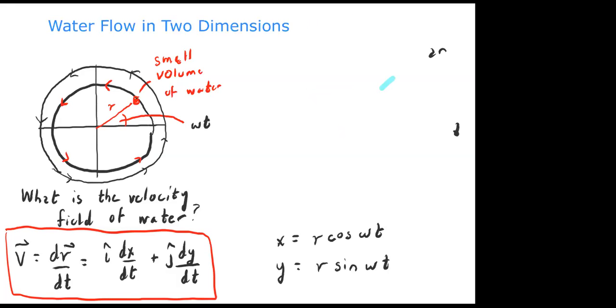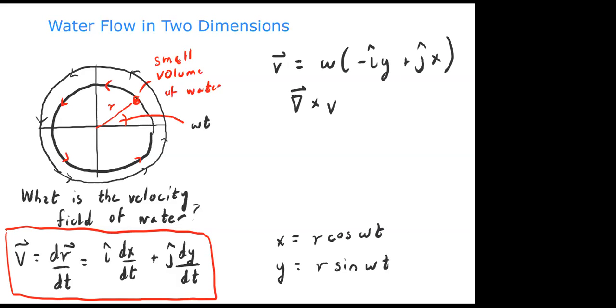And I can simply write down a simple expression for the velocity field in this problem. And you should prove this to yourself that this is true. It's omega, the angular frequency, which is a constant, times minus i hat y plus j hat x. Whether or not the angular frequency is a constant, that's just the model we're going to pick to make our lives easier. So the curl of this velocity field, we can now calculate, at least in Cartesian coordinates. It's just 2 omega k hat.